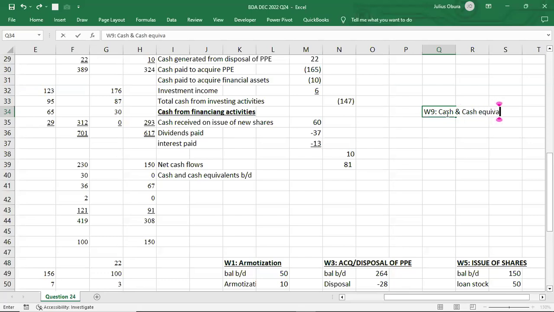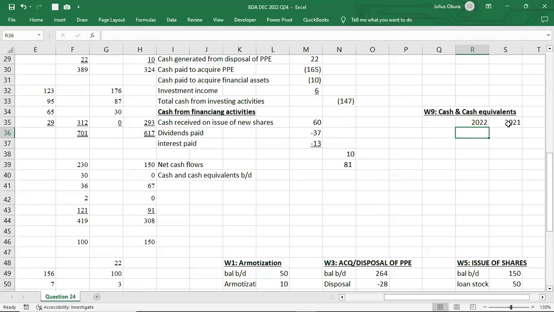Cash and cash equivalents. So which format do we use to do this? Let me say that here I have the cash and cash equivalents for the year 2022, and here I have cash and cash equivalents for the year 2021.